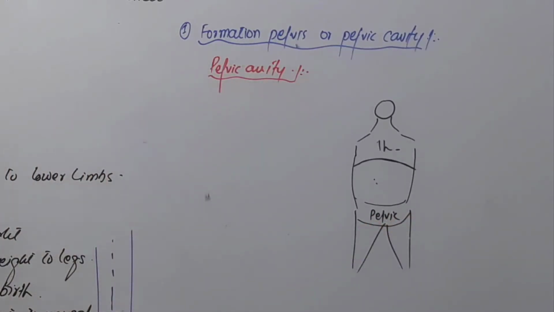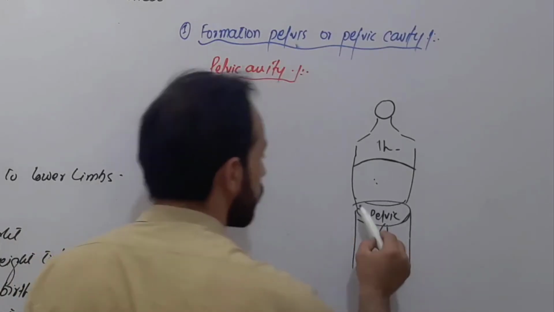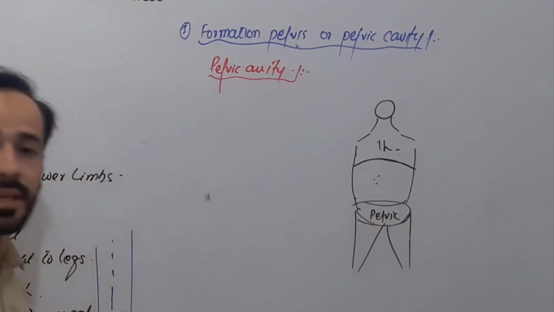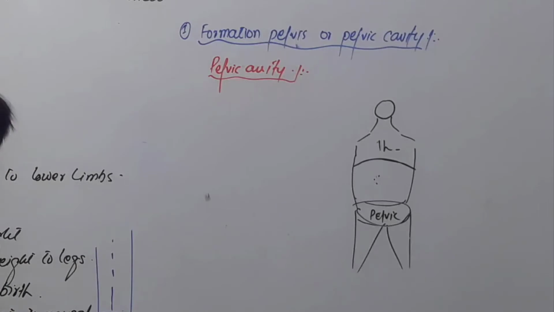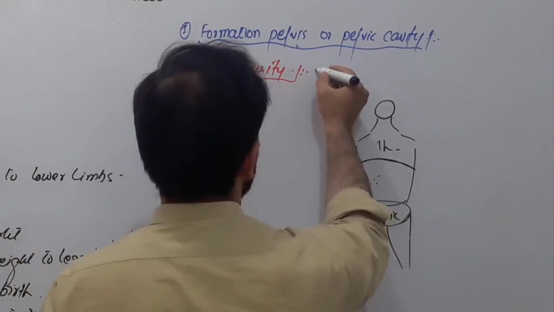So what is pelvic cavity? Pelvic cavity is the cavity which is present below the abdominal cavity, formed by the pelvic bones. Yeah, what is pelvic cavity?